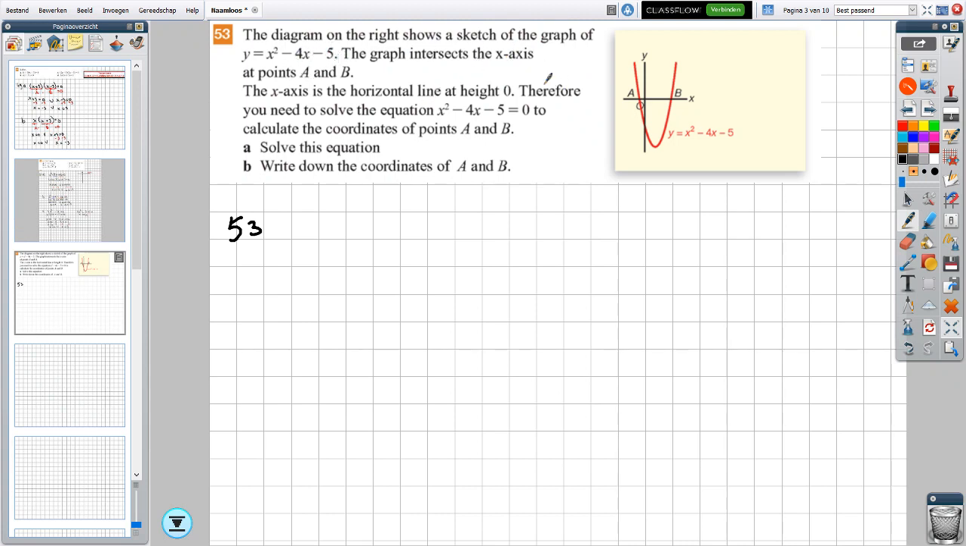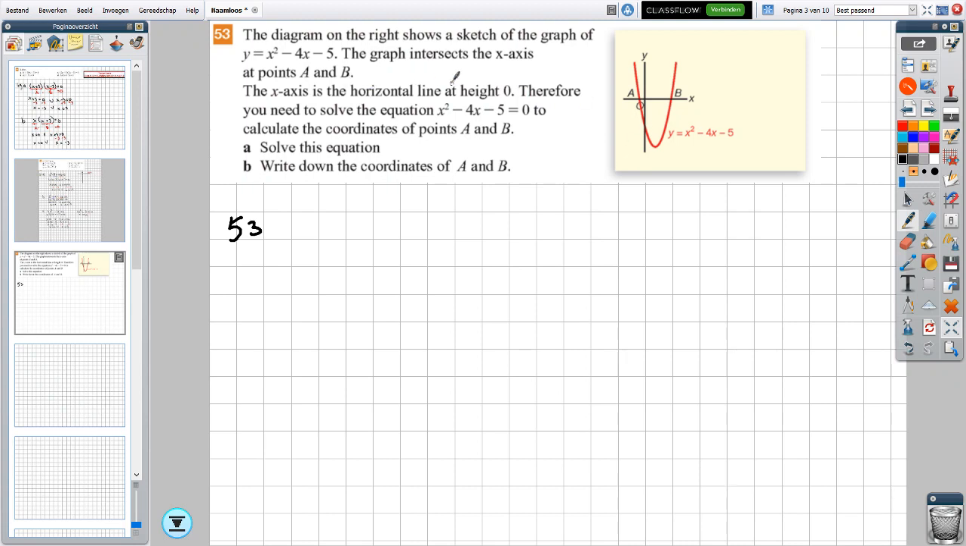Remember chapter 3, right? There we have taken a look at how we could, not even sketch it, we could really draw it. So here to give you a representation of something like that. The graph intersects the x-axis in points A, right here, and B. The x-axis is the horizontal line at height 0. Therefore, you need to solve the equation x squared minus 4x minus 5 equals 0.